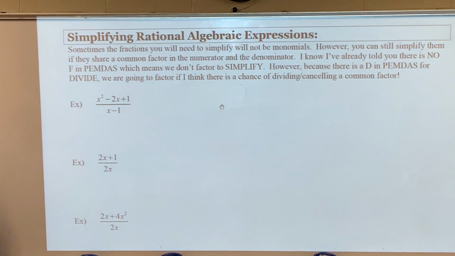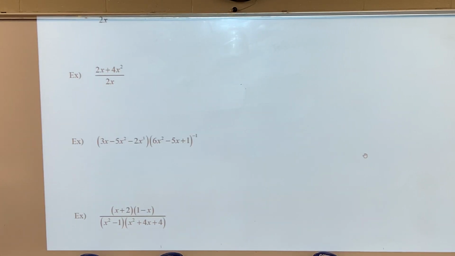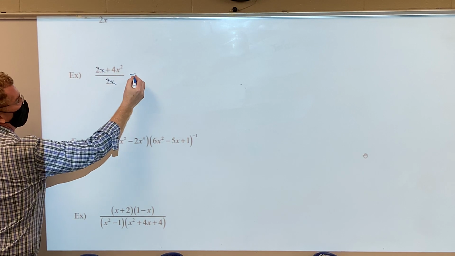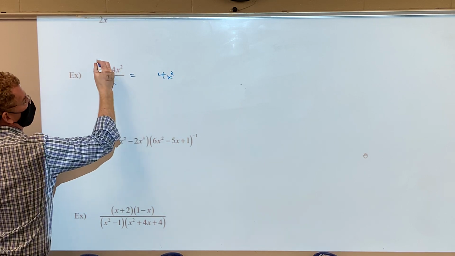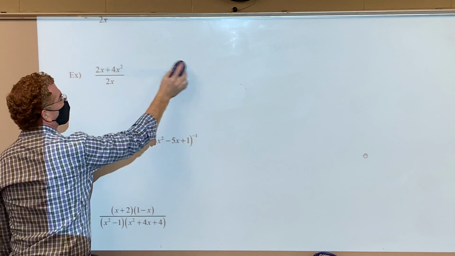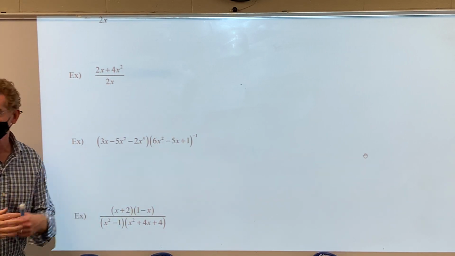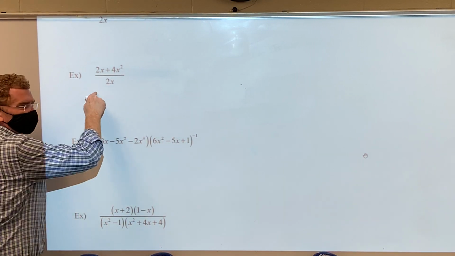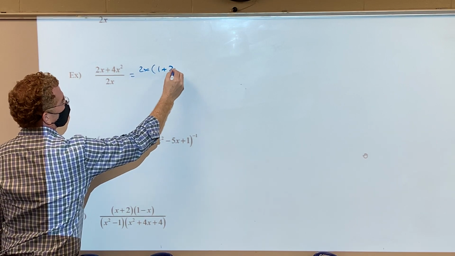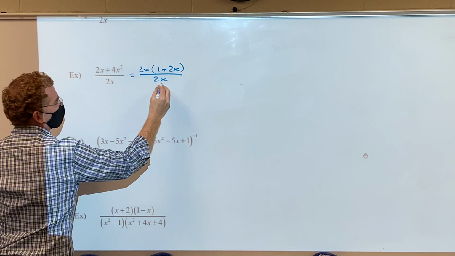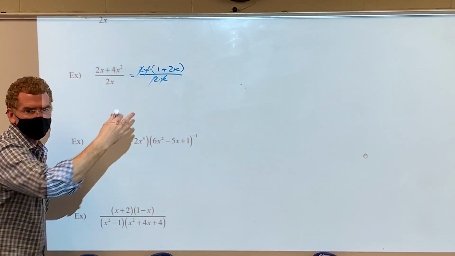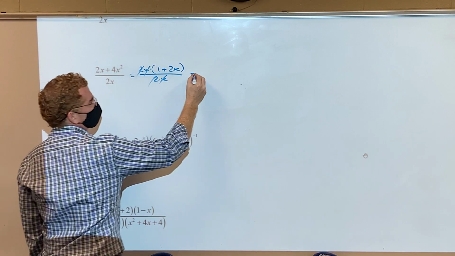What about this third example? Can I do this? It's so tempting to do that and go 4x squared, or maybe 1 plus 4x squared. Can't do it. But what can I do in the process of simplifying? You can factor out a 2. I can factor to help me divide. So if I factored a 2 out of the top, then the 2 and the x would cancel because now it's all multiplication, right? Yep. And I'd be left with a 1 plus 2x.